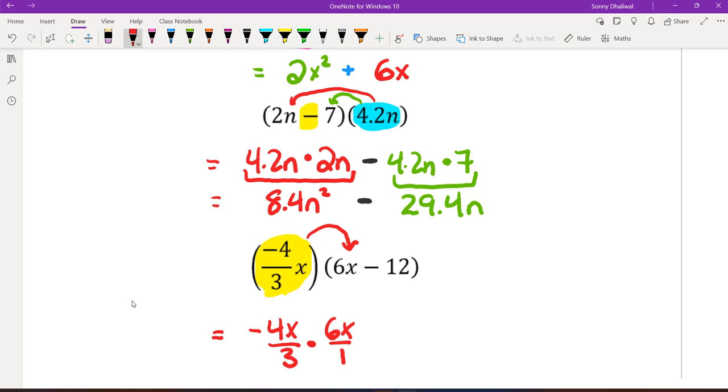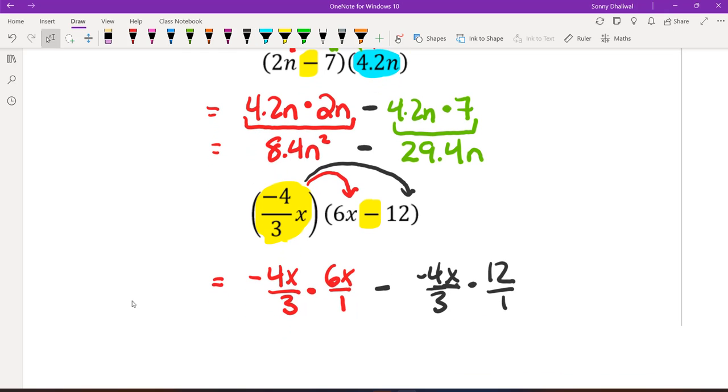Okay, and do the same thing for the other one. Multiply this out. Right, so we have negative 4/3 x times 12/1. And we have the minus sign in between. Okay? So, cleaning up the first set, what do we get?